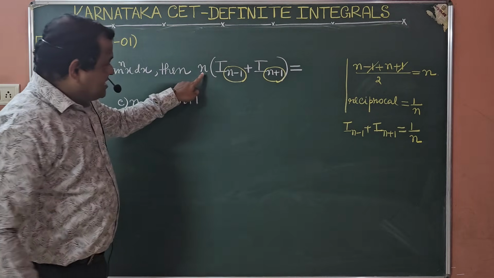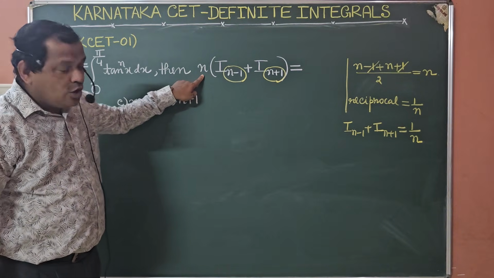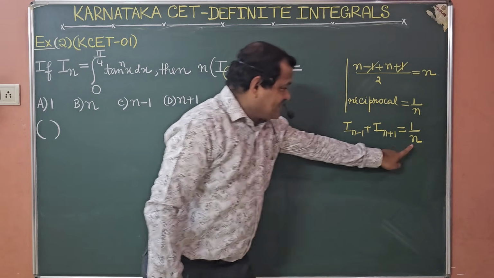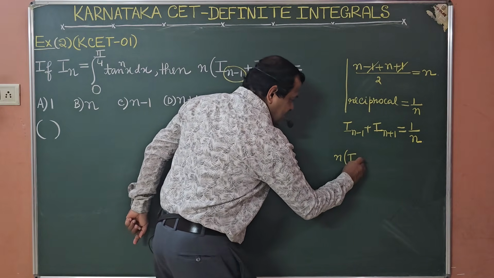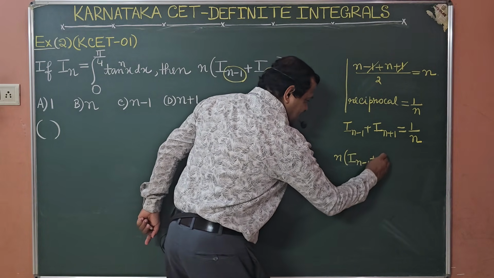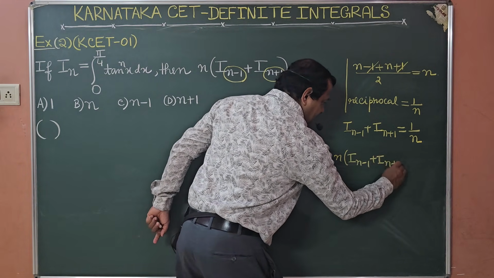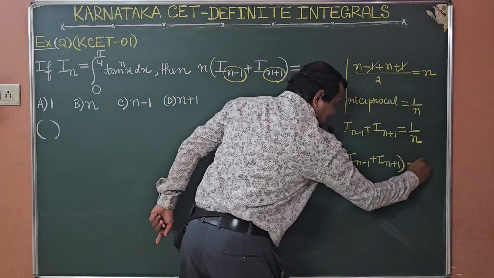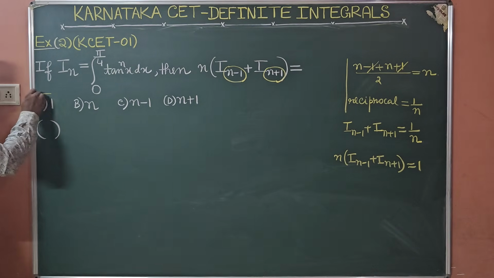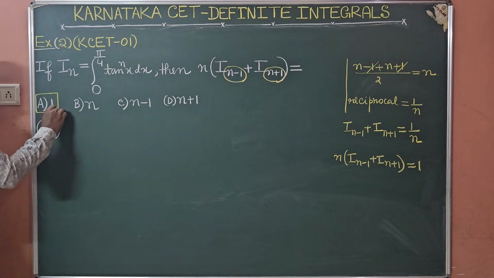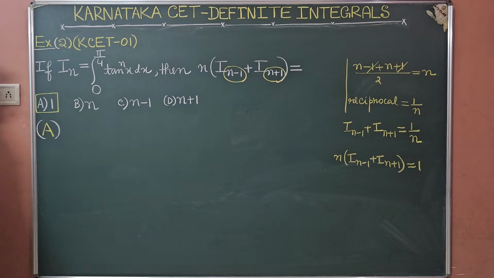But see the question properly. They have cross multiplied this n. Therefore, if I cross multiply n to the LHS, left hand side, my answer remaining is just this numerator 1, which is found in option A. Therefore, for this question, option A is correct. Kindly go through the solution.